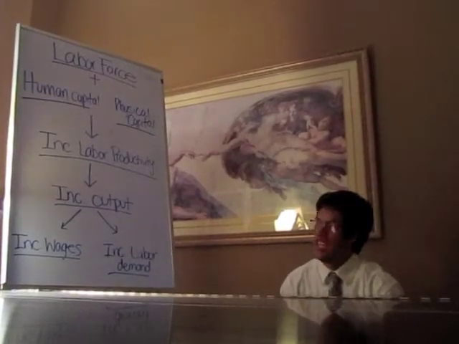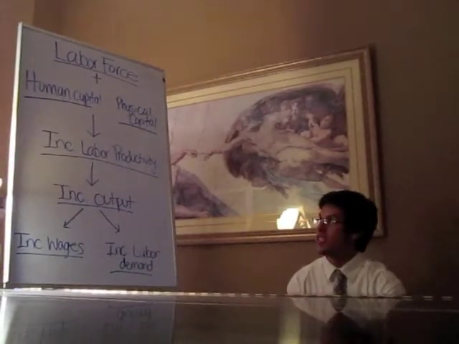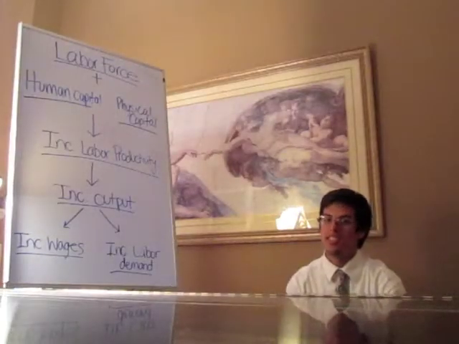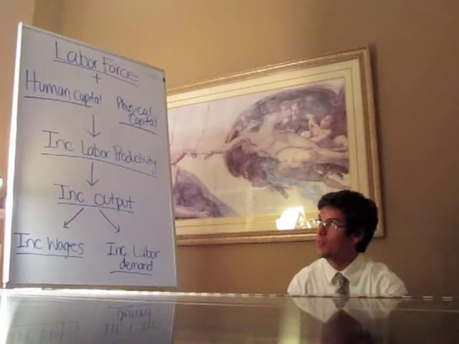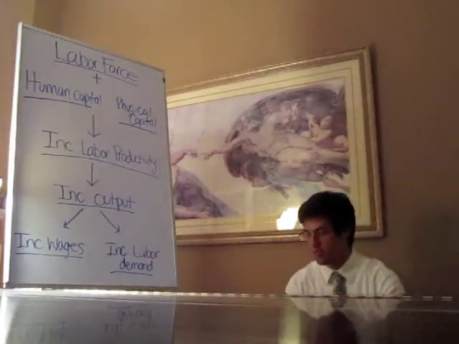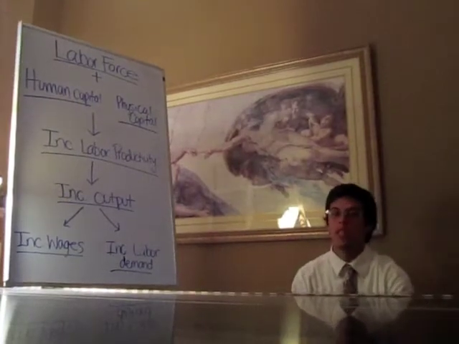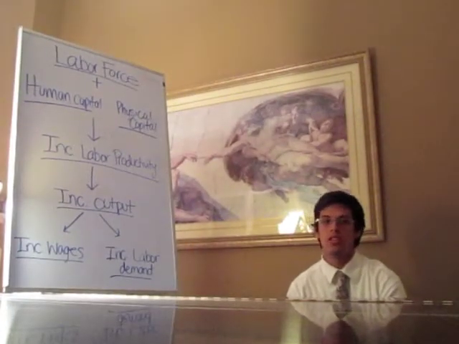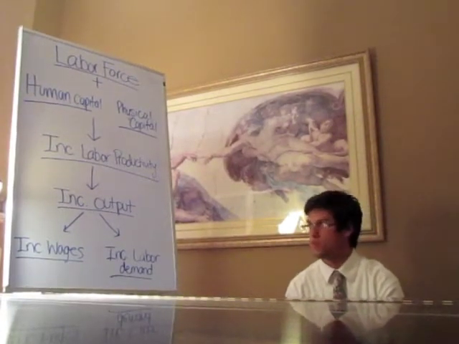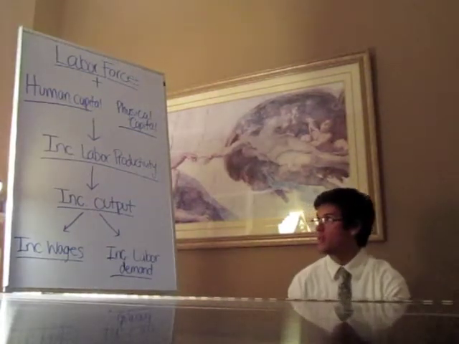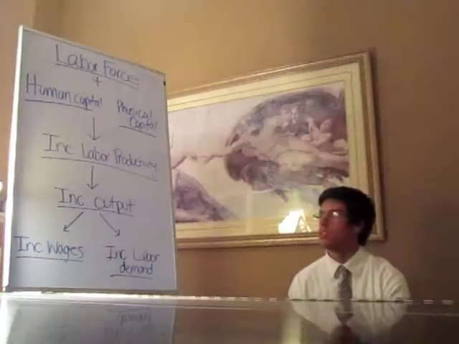Hey class, we're at the end of chapter 12, section 3, and one of the main topics is the effects of capital deepening. And this chart shows the effects of capital deepening, and it starts off with labor force plus the human capital. And the human capital is the workers' spirits, their attitudes, their positive attitudes, and plus the physical capital, which is the money, of course.